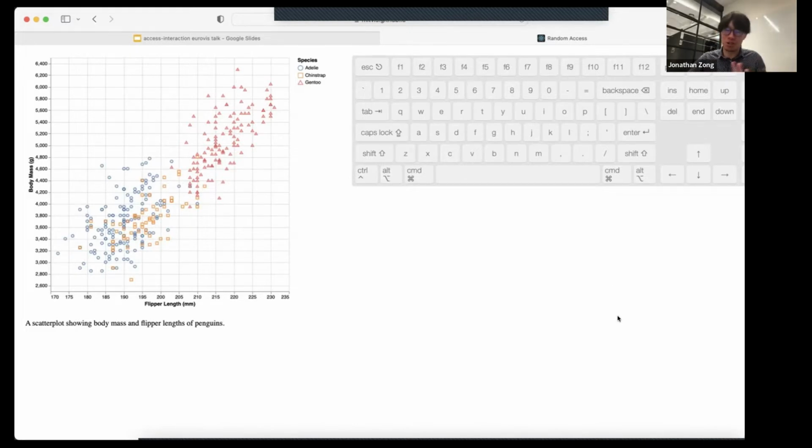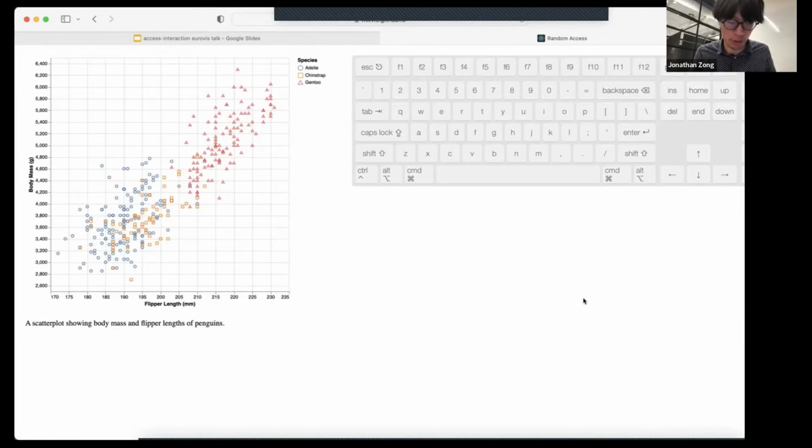So imagine you're on a web page and you are browsing it with a screen reader and you come across this scatter plot. So the idea is that when you first encounter the scatter plot, you might hear a short, high-level summary of what the scatter plot is, similar to an alt text at the top level. So in this case: scatter plot showing body mass and flipper lengths of penguins.